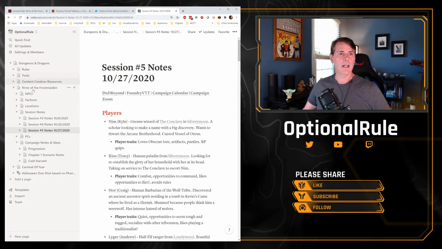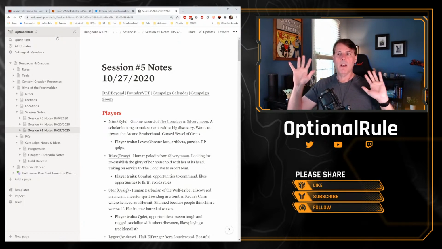You can see this hierarchical structure: I have my whole Dungeons and Dragons and my homebrew rules that I might use, and tools links, and I have my actual campaign and I have one shots that I've created. So I'm able to aggregate all of these resources in a single place, and that really helps me maintain my sanity as a DM.